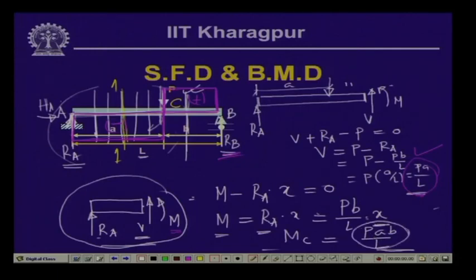So, this is the value of the bending moment, and it is varying linearly as the value of x is increasing, the magnitude of the moment also is increasing from 0. When x is 0, bending moment is 0, and as gradually the value of x is increasing, the value of the bending moment is linearly varying, and at a distance which is a from the left end, the magnitude of the moment is equal to P A B by L.